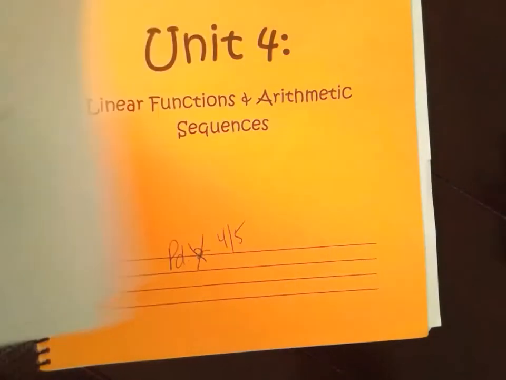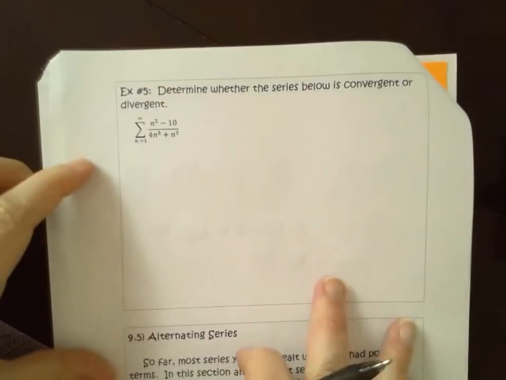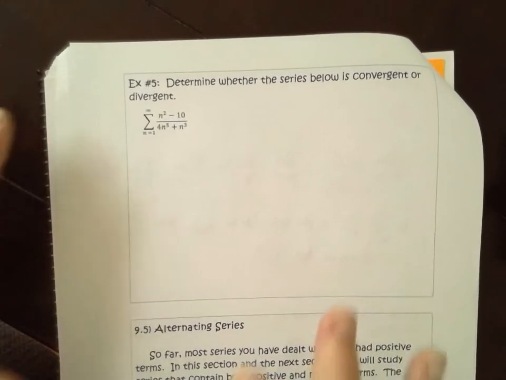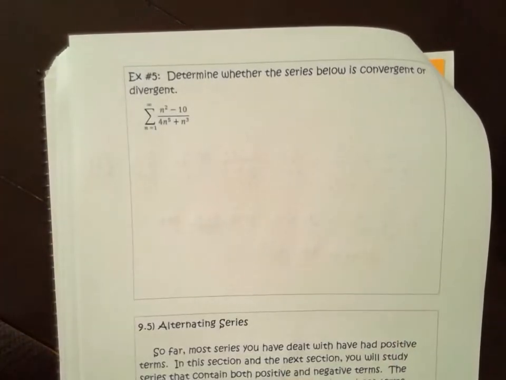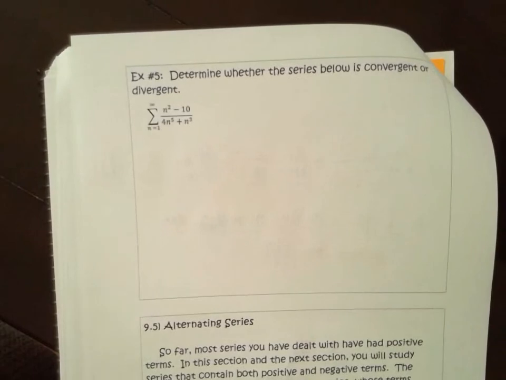One more. Determine whether the series below is convergent. Again, go to your parent function. Strip everything down to just the leading terms, variables, and their exponents. My numerator would be n squared. My denominator, if the only thing I cared about was the leading term really stripped down to just the variable, would be n to the 5th.